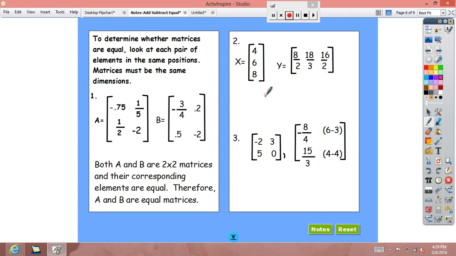Okay, number 2 is not equal. And the reason is, even though my elements are equal, they don't have the same dimensions. This one is 3 rows by 1 column, and this one is 1 row by 3 columns. So this does not make them equal, and so these are not equal. Okay?